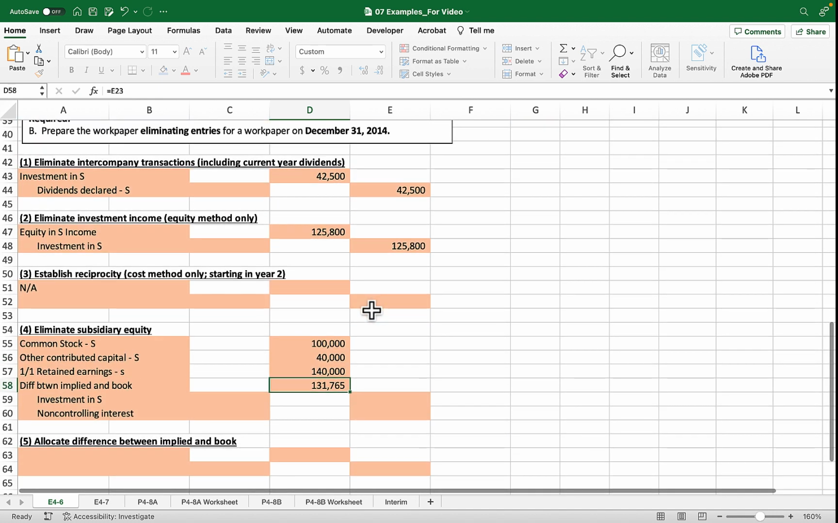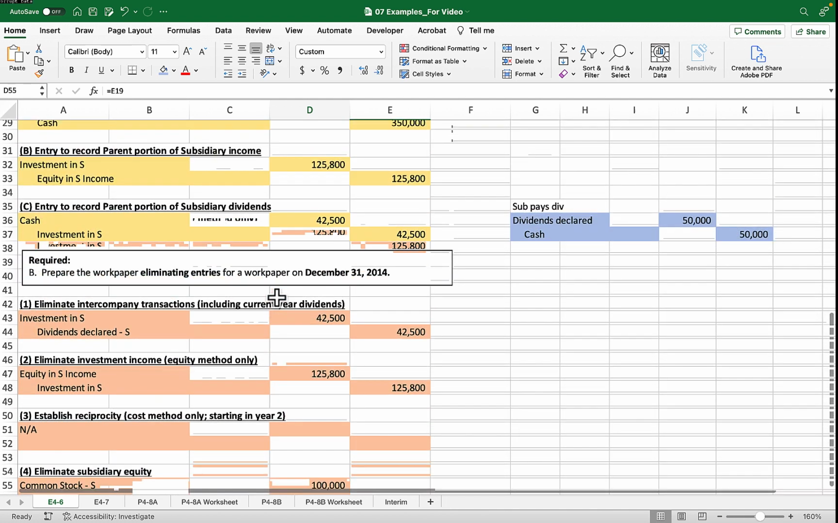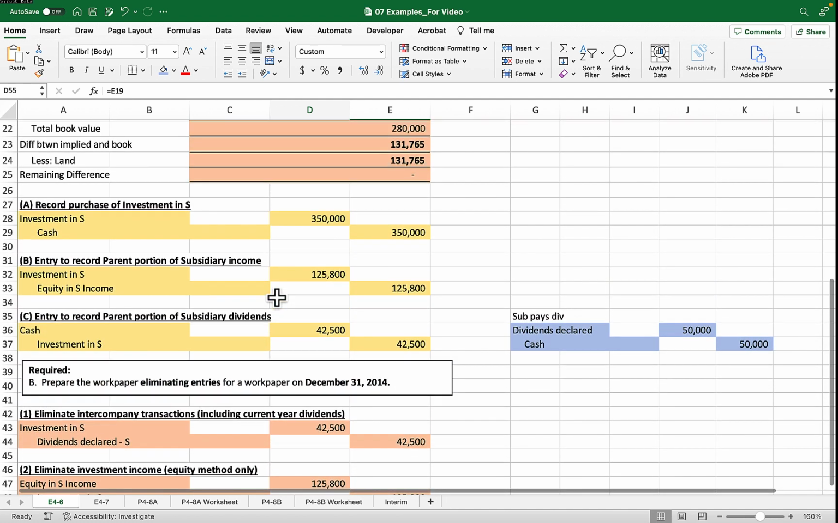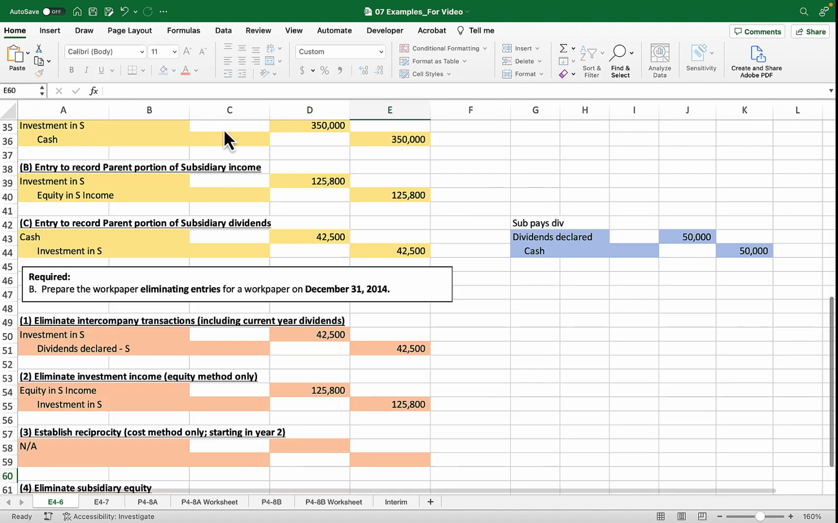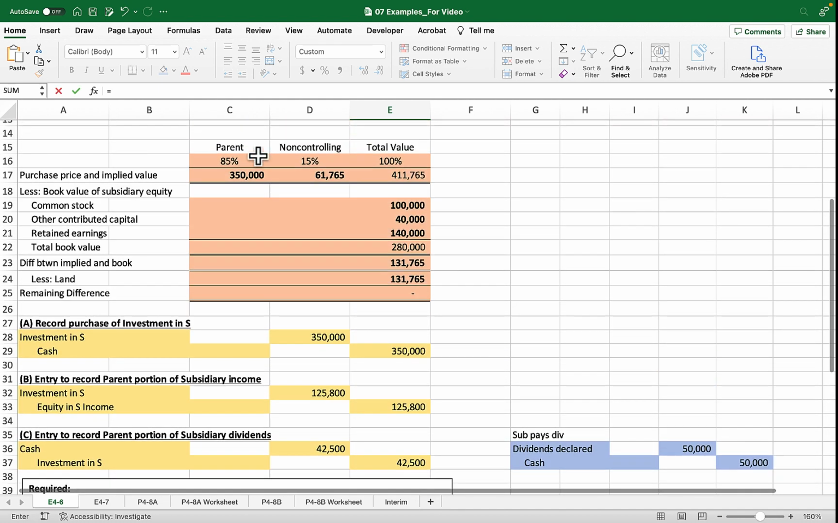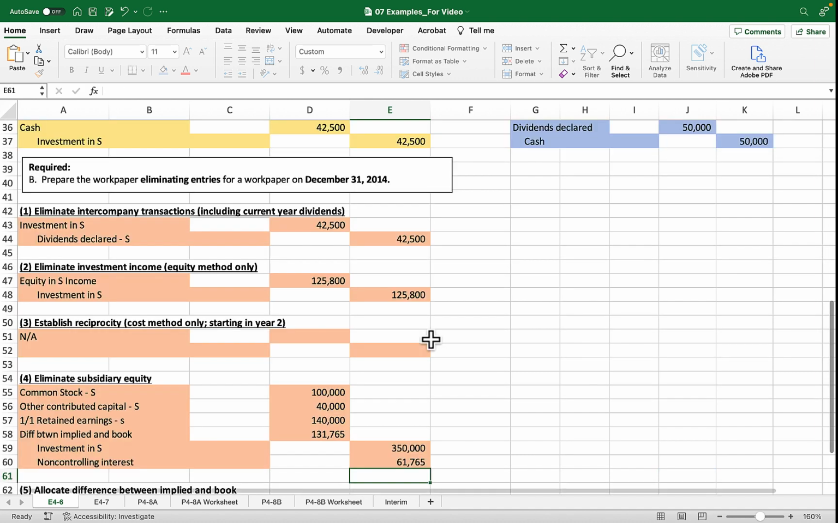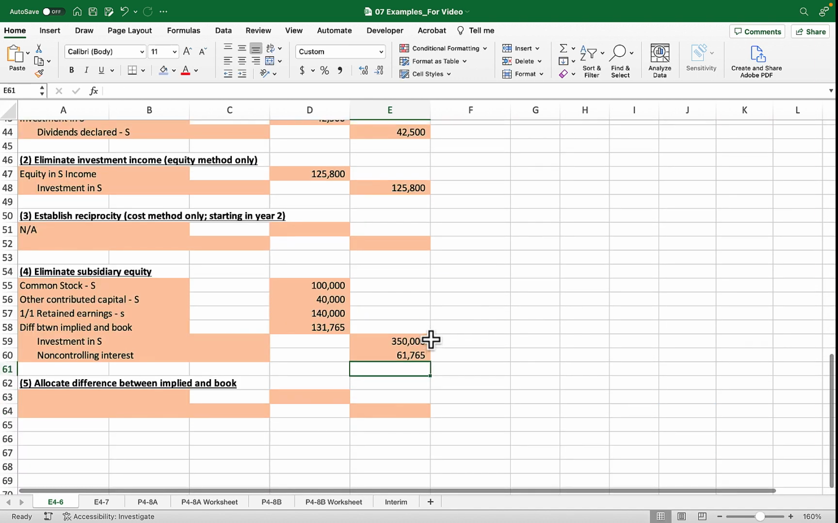So far, absolutely everything has been the same as it was on the date of acquisition. Now, if all of our debits are the same as they were on acquisition, then all of our credits have to be too. Otherwise, this thing isn't going to balance. So we can again go back to our computation and allocation of differences schedule, and that's going to get us $350,000 for our investment in S. And $61,765 for non-controlling interest. Then the only thing left to do will be to allocate our difference between implied and book, which we initially debited, so we are going to credit.